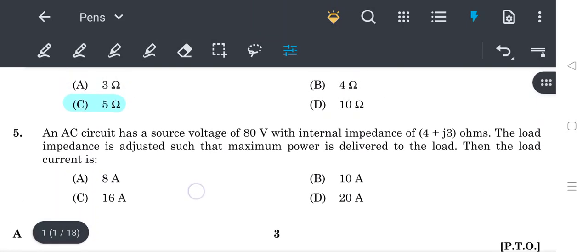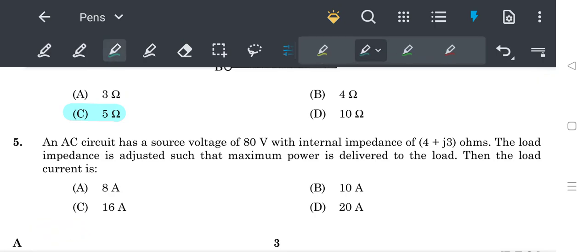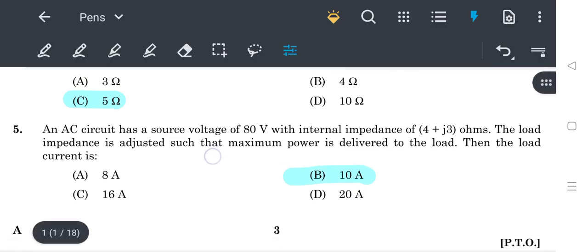Next one, an AC circuit has a source voltage of 80 volt with internal impedance of 4 plus j3 ohms. The load impedance is adjusted such that the maximum power is delivered to the load. Then the load current is option B, 10 ampere.